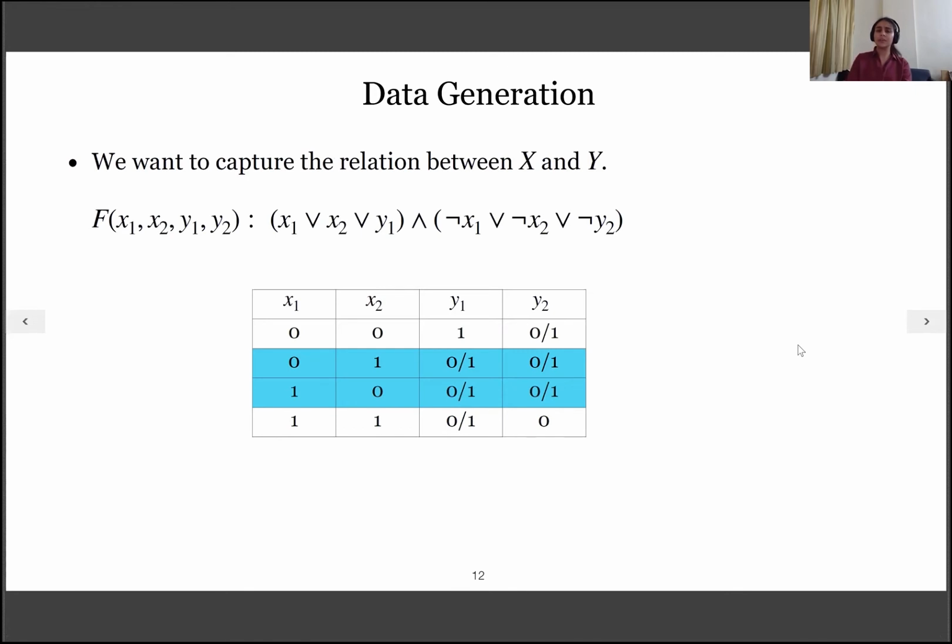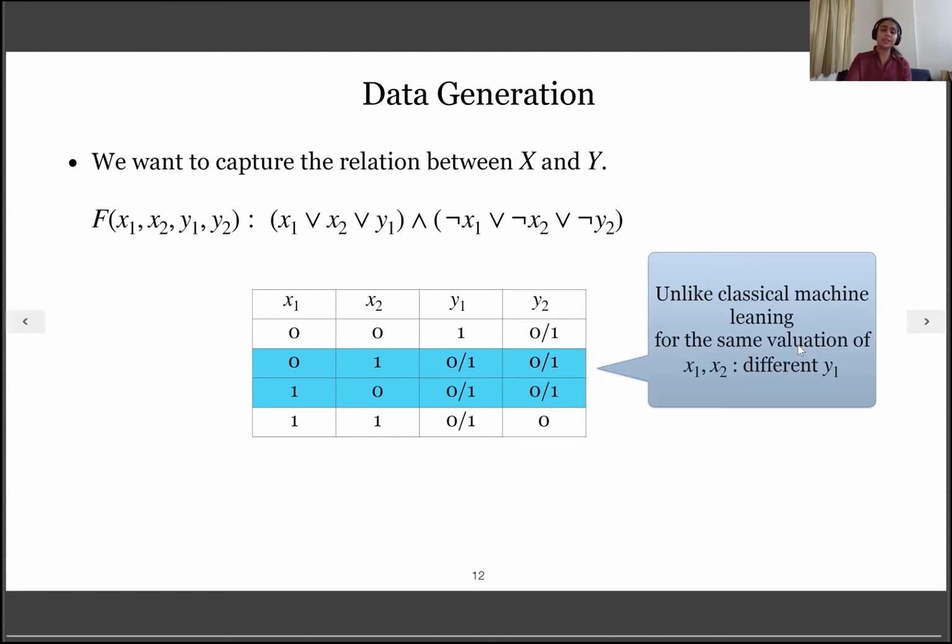So here we have a specification between input variables x1 and x2 and output variables y1 and y2. This table here represents all possible satisfying assignments for the specification f. As you can see here, for a fixed valuation of x1 and x2, the input variables, we can have different valuations of output variables y1 and y2. That is exactly where it differs from classical machine learning. In classical machine learning, for a fixed valuation of the feature set, we should have exactly one value of the label.